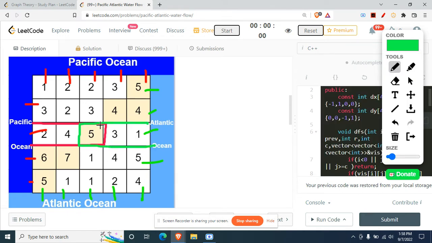Now if you see, there is an overlapping part. 5 is getting water from Atlantic and Pacific as well. Okay, this part is getting water from both. So this is the cell that you need to return.